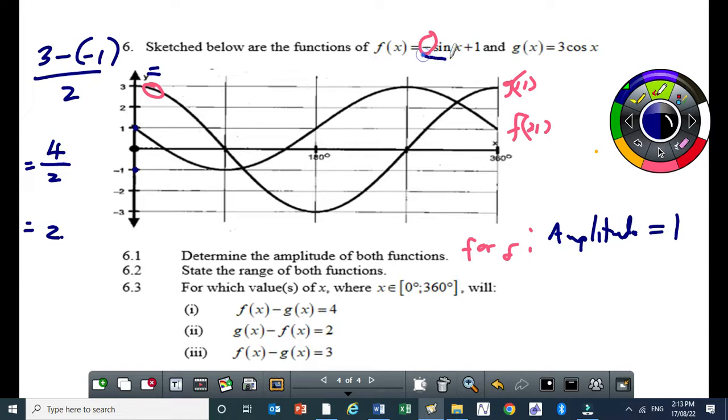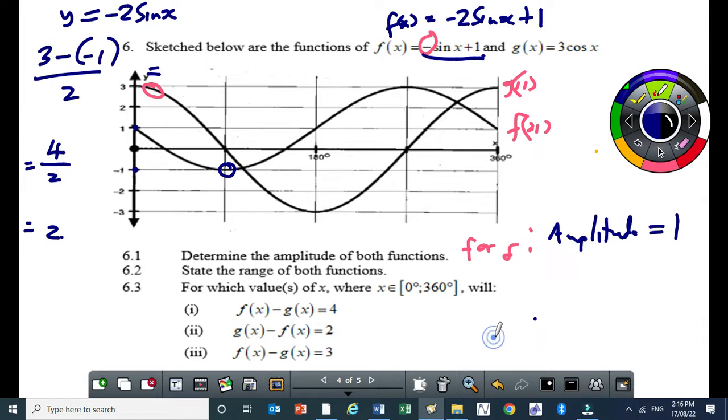Okay? Which means this equation does not align with the graph it was given. That's a problem. So that's the correct equation. The amplitude for f is 2. That's the correct answer. The equation was not correct, so we have changed it to the correct equation. So the correct answer here should be 2.